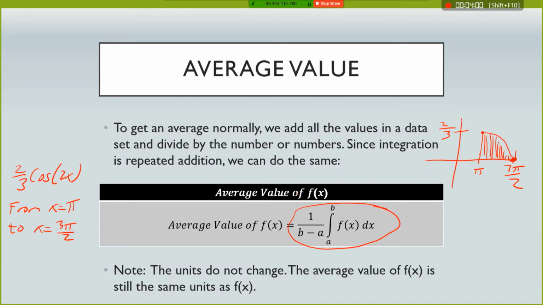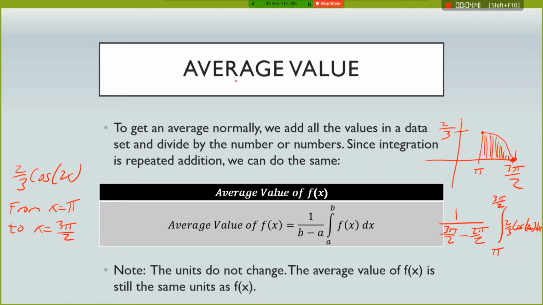1 over b minus a, so in this case, 1 over our difference from 3 pi halves to pi. Pi is the same thing as 2 pi halves. Times the integral from our start point, pi, to our end point, 3 pi halves, of our function, 2/3 cosine 2x dx.